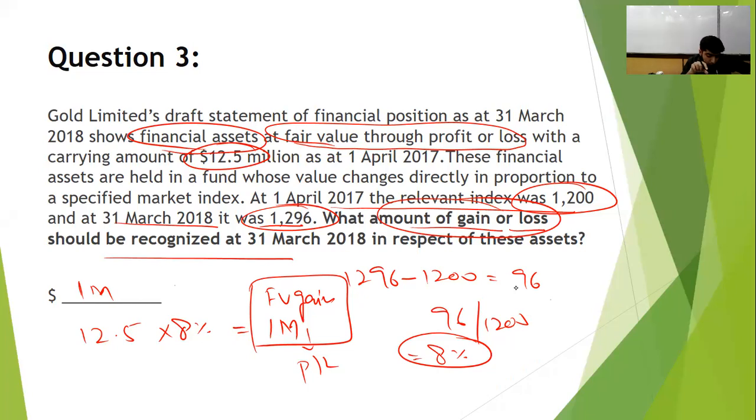Exactly, it would be 13.5 million. Why? The investment that was recorded was 12.5 million and we are having a gain of 1 million. It means now the amount of investment that will be reported in the balance sheet would be 13.5 million. So there could be two requirements. Number one, the amount of fair value gain or loss, which we have calculated, that is $1 million. And the other question could be what will be the amount of investment to be reported in the balance sheet as on 31st March 2018.